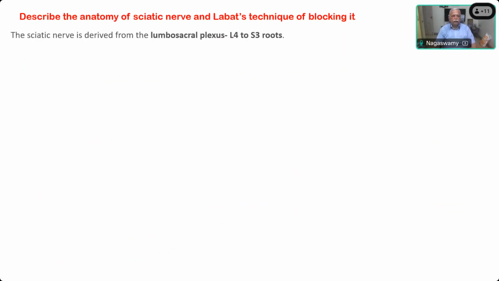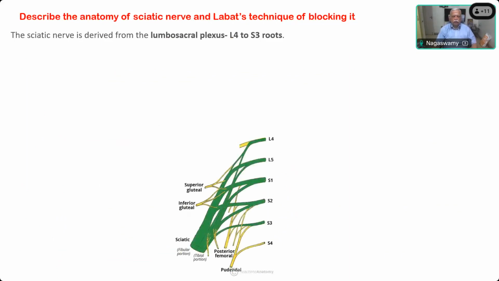Okay. The sciatic nerve is derived from, always write the root value first, lumbosacral plexus L4 to S3 root. So you can draw a simple line diagram like this, marking the L4, L5, S1, S2, S3. And there is a supplemental small thing you can omit or you can draw. It is somewhat comparable to the brachial plexus.